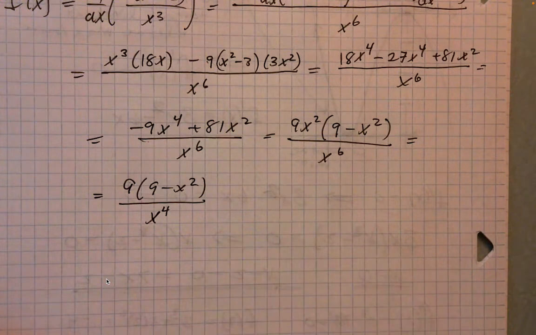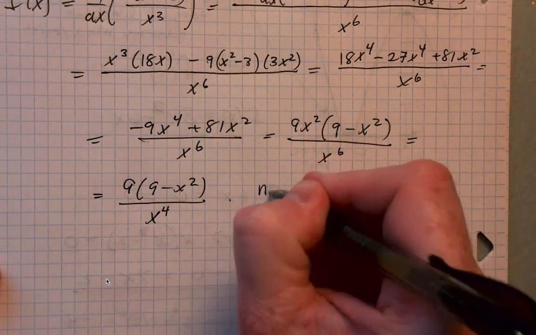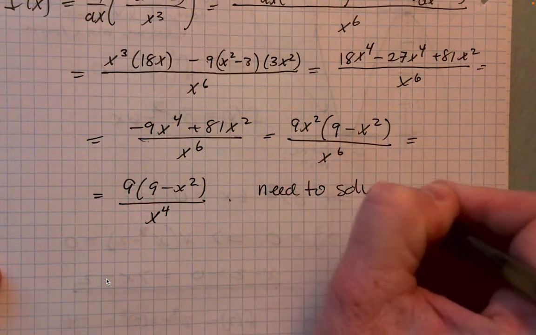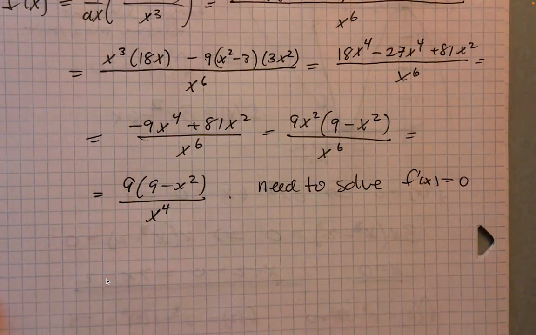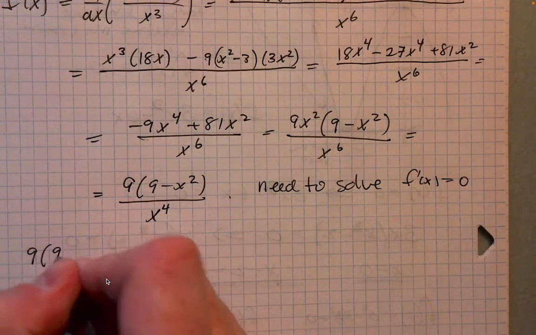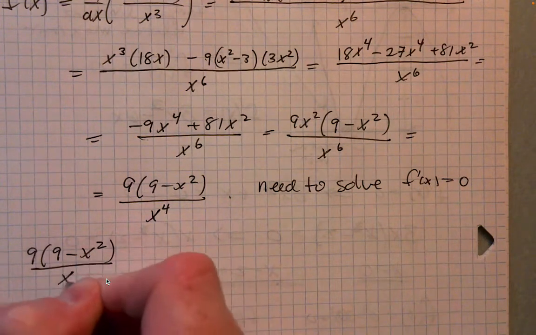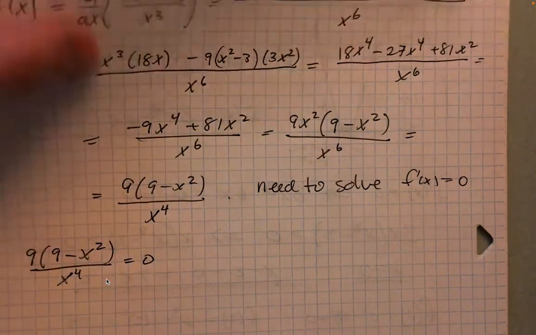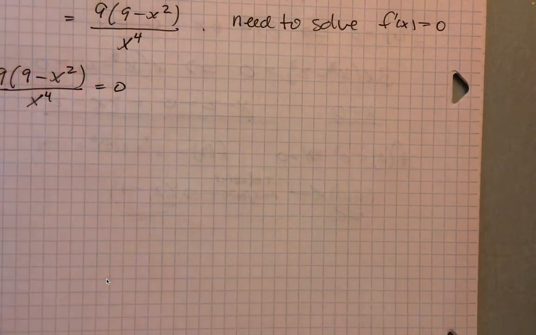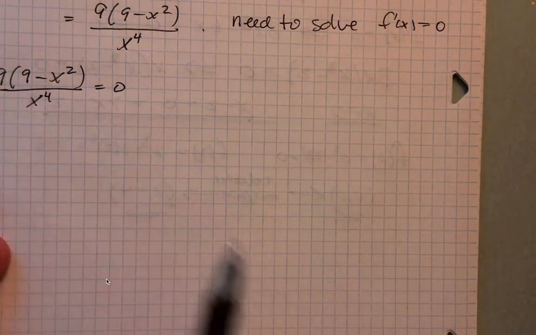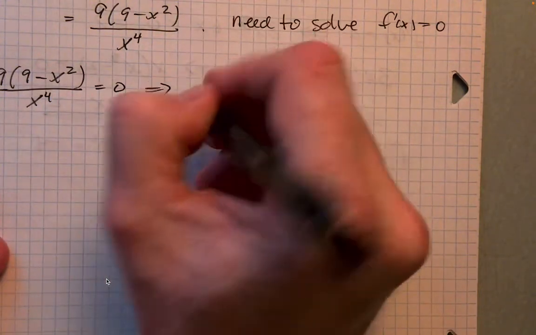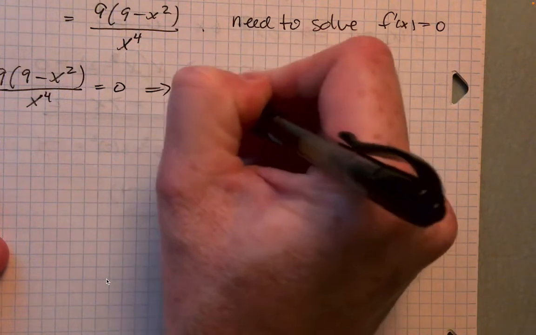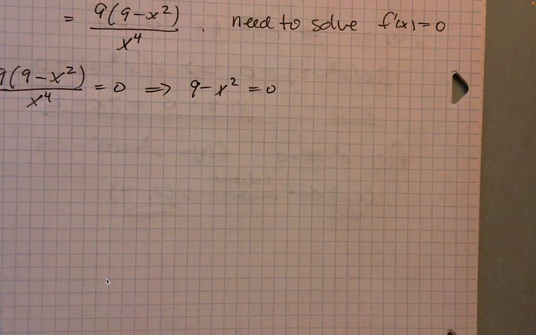So remember, we're trying to find the relative extrema, so we need to solve f prime of x equals 0, right? Solve that for x. And so what that means is we've got 9 times 9 minus x squared over x to the 4th equals 0. And so this can be dealt with pretty quickly. Multiply both sides by x to the 4th and divide both sides by 9. And basically the important part here is the 9 minus x squared equals 0.